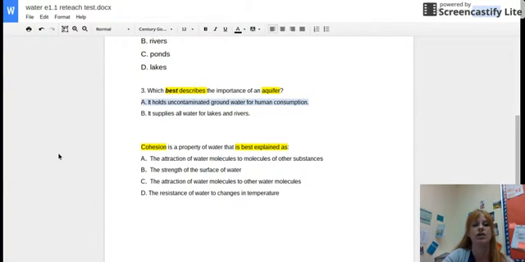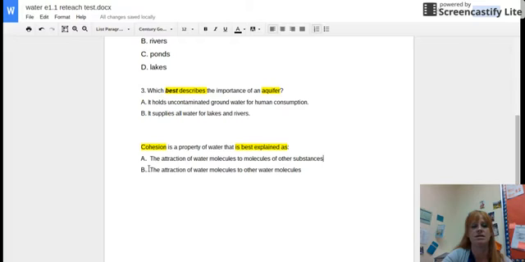Last question, we have cohesion is a property of water that is best explained as. So I highlighted cohesion and is best explained as. We're going to think of all of our water properties we learned about. We have A, the attraction of water molecules to molecules of other substances. B, the strength of the surface of water. C, the attraction of water molecules to other water molecules. Or D, the resistance of water to changes in temperature. Right off the bat, I'm going to get rid of D and B because I think those are the worst answer choices. But then that leaves me with A and C.